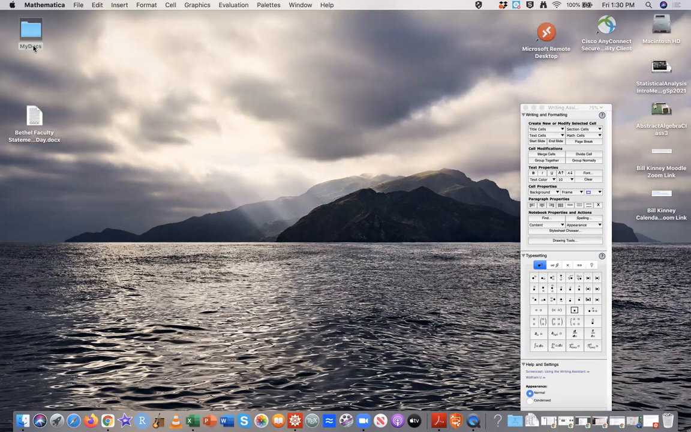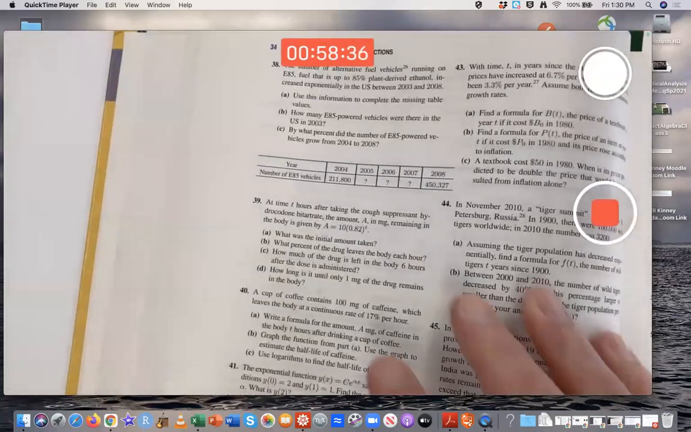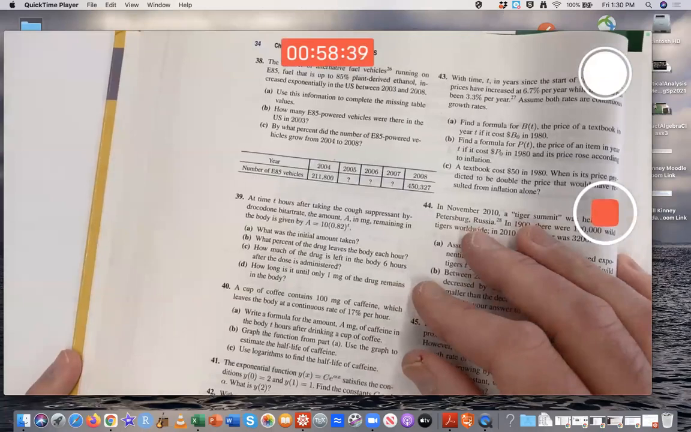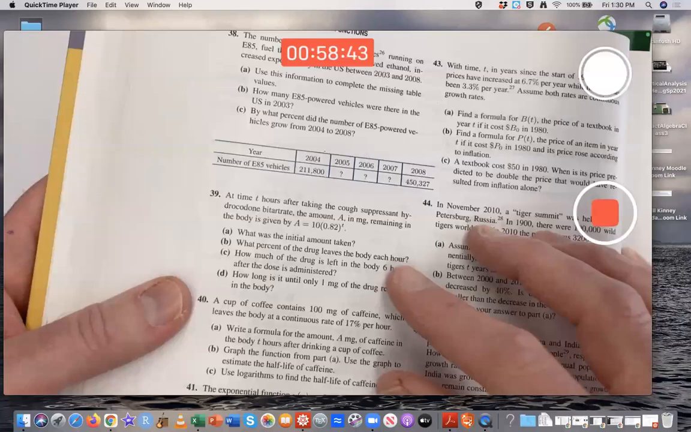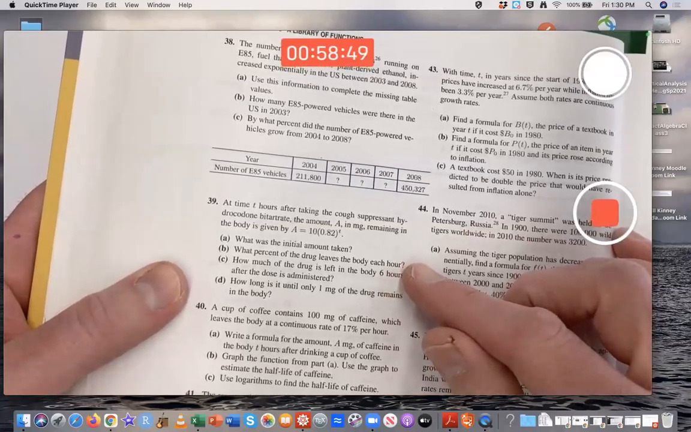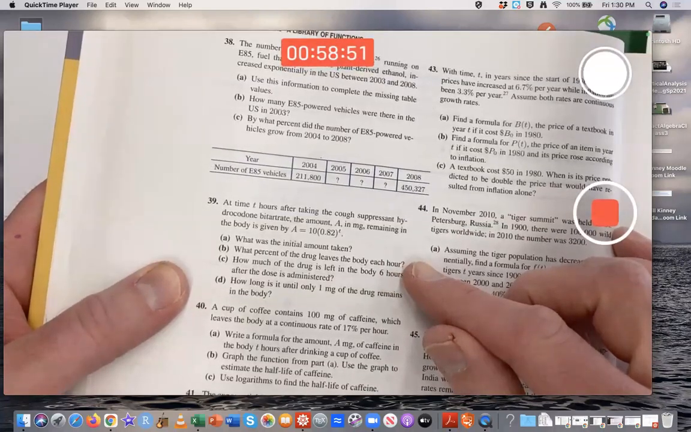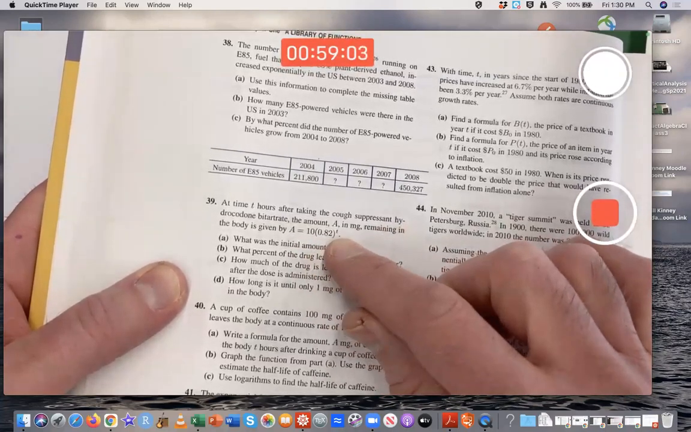If you're going into medicine, it is common for drugs in your body to decay exponentially. So number 39 is an example of this. At time t after taking the cough suppressant hydrocodone bitartrate, the amount A in milligrams remaining in the body is given by this function: 10 times 0.82 to the t.